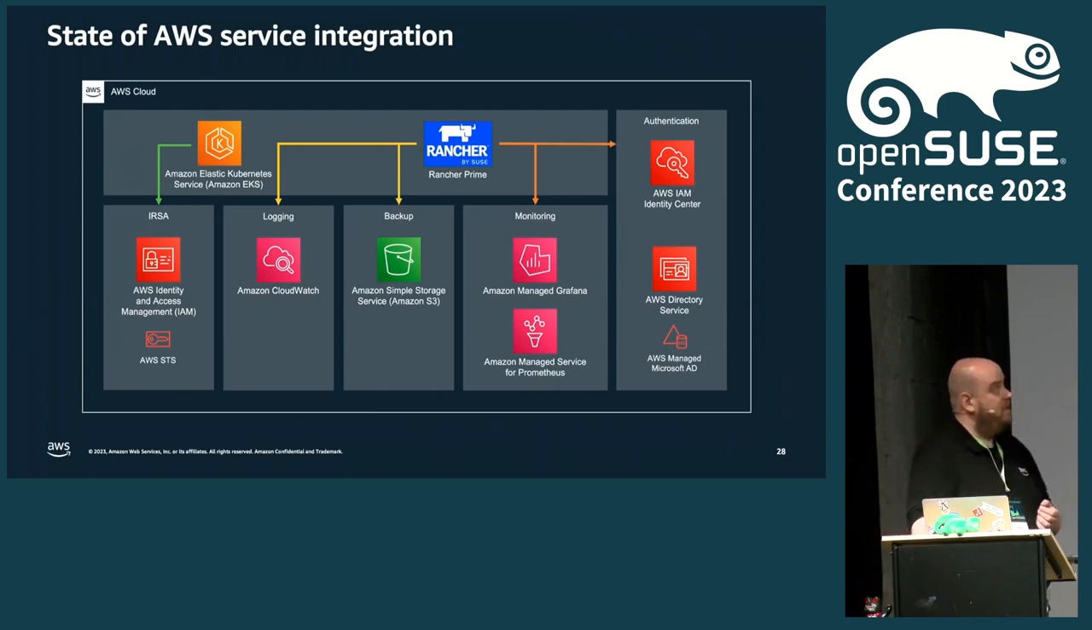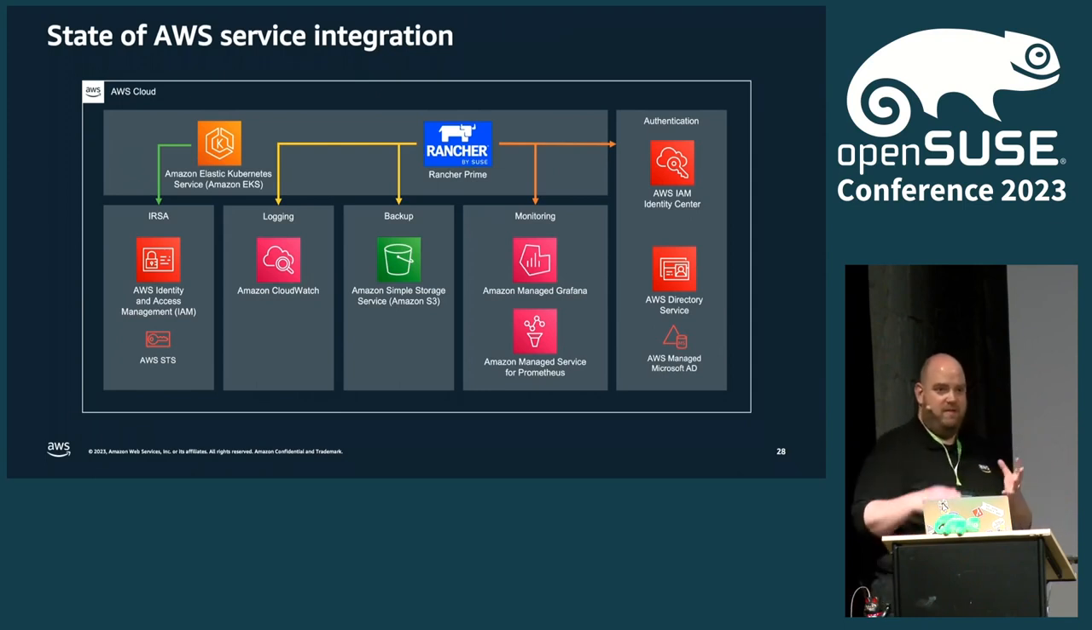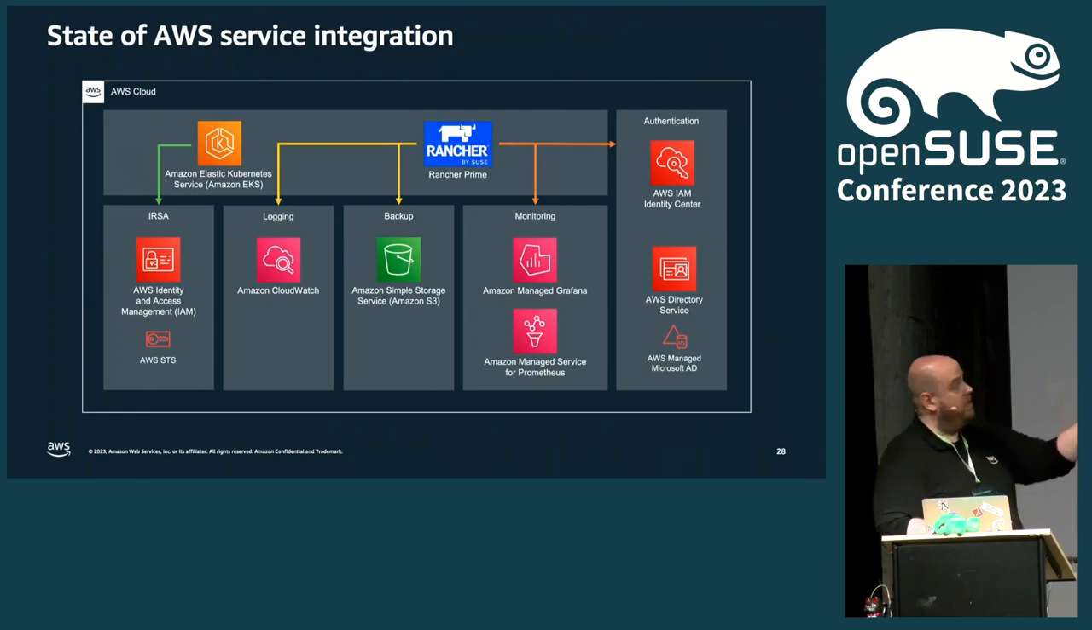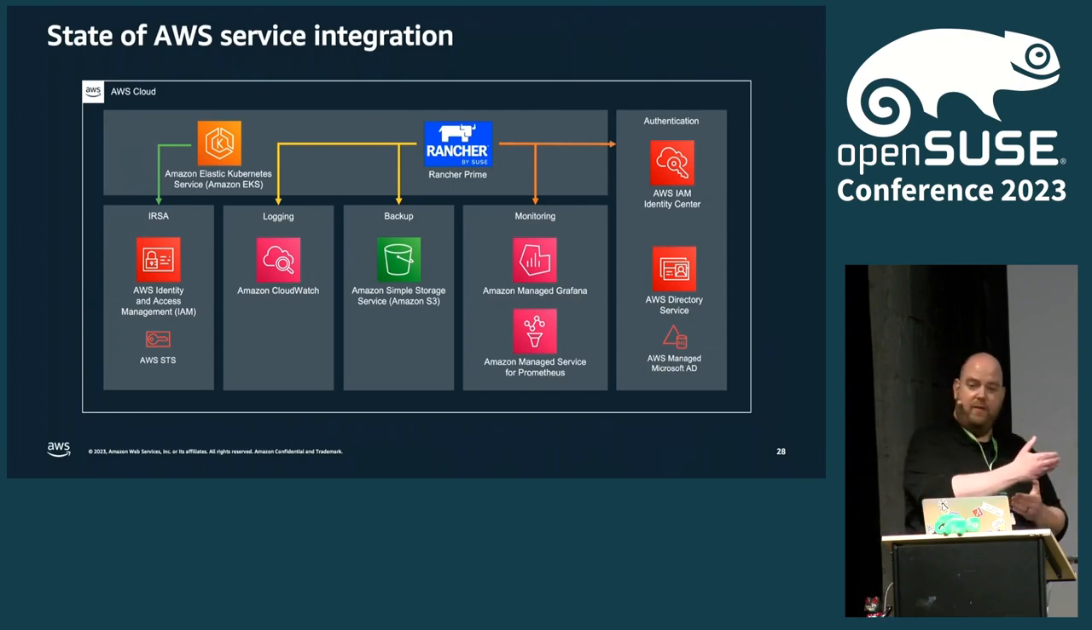Orange on the right side for monitoring and authentication. That is functional, but it's not that well integrated. So what I mean is, I think we could do better in that case by providing, for example, in the authentication area, an official provider for Identity Center, or to provide a Helm chart to set up this centralized monitoring approach.